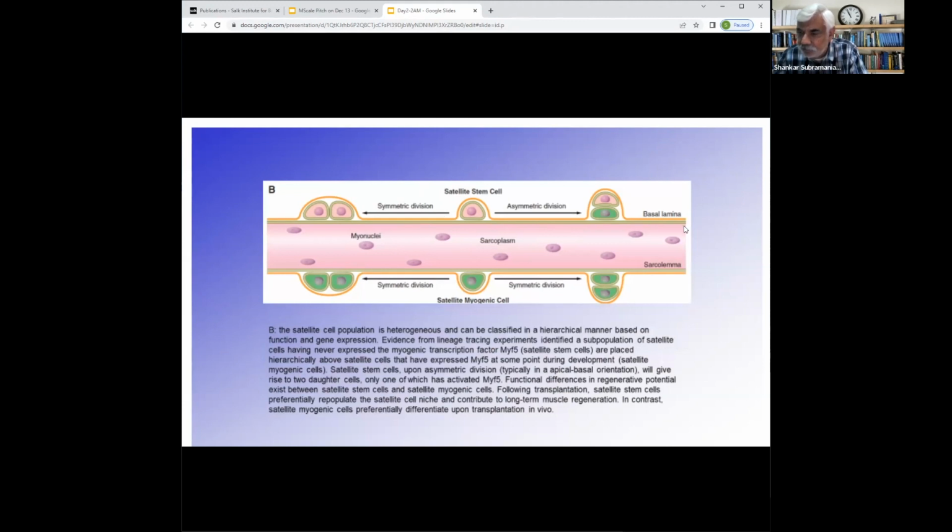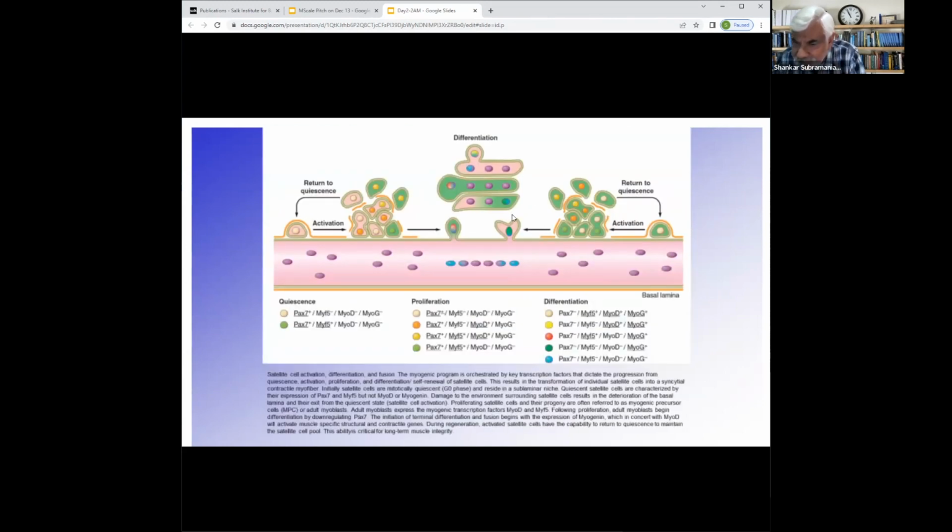Asymmetric division takes into basal lamina and sarcolemma, and this gives rise to the satellite myogenic cell. It's very interesting because when you look at normal muscle, you have a tear in your muscle, for example. This tear in your muscle is repaired. How is it repaired? This is exactly what happens.